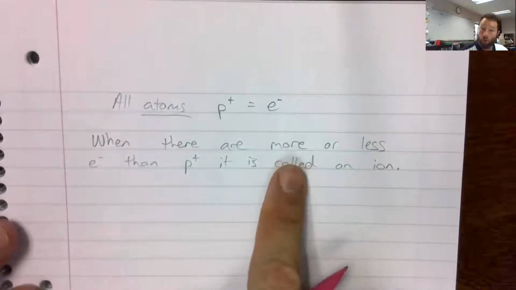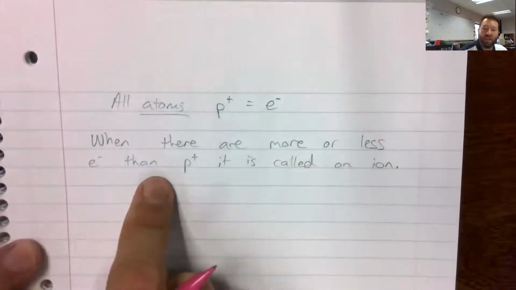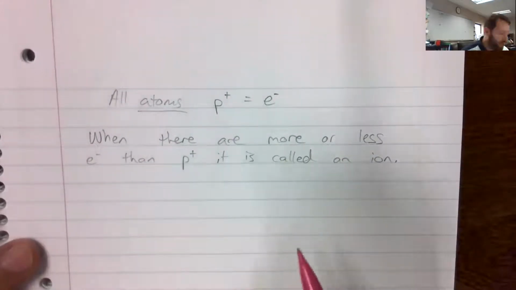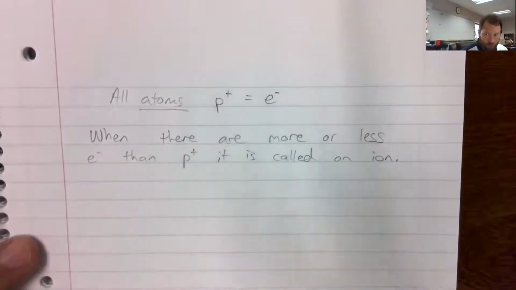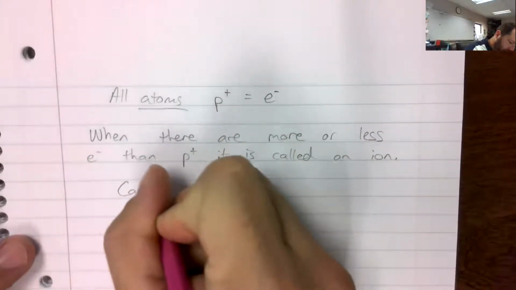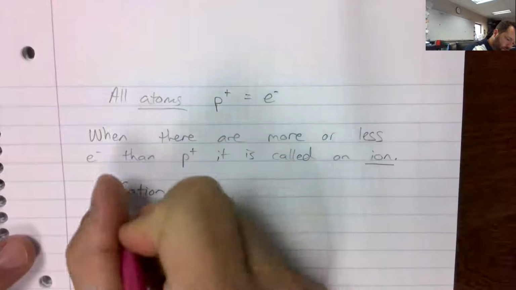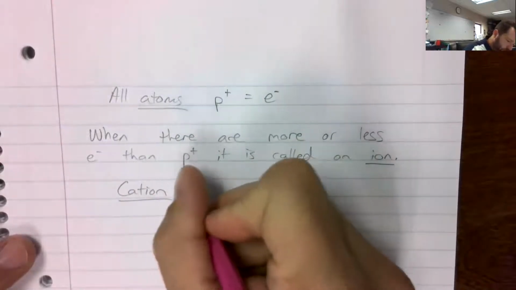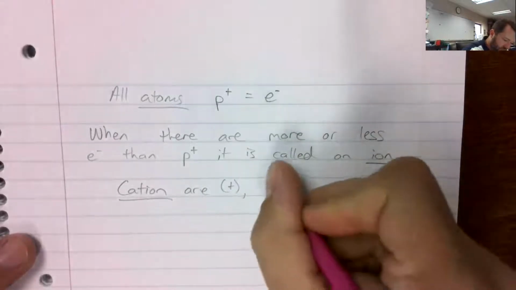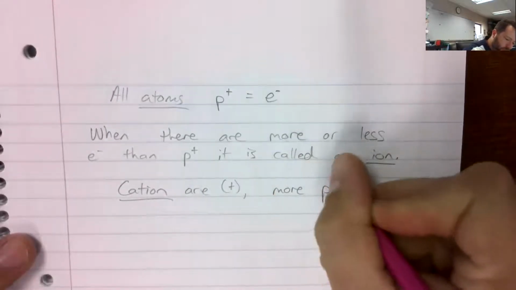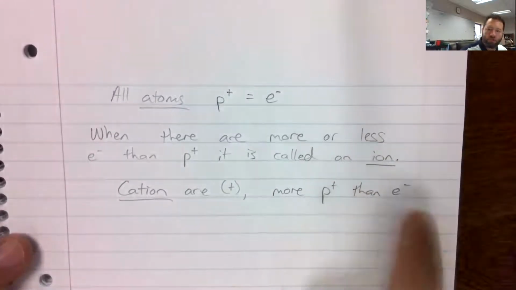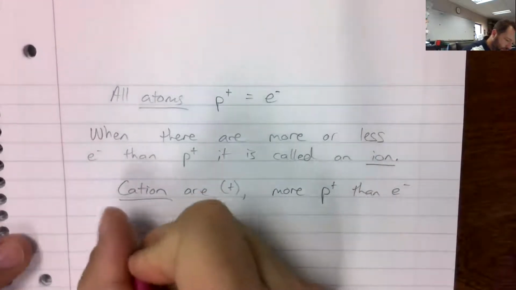When you have more or less electrons than protons, it is called an ion. And we do have 2 different types of ions, depending upon whether you have more electrons or less electrons. First type is called a cation. These are positively charged because they have more protons than electrons, more overall positive charges than negative charges.